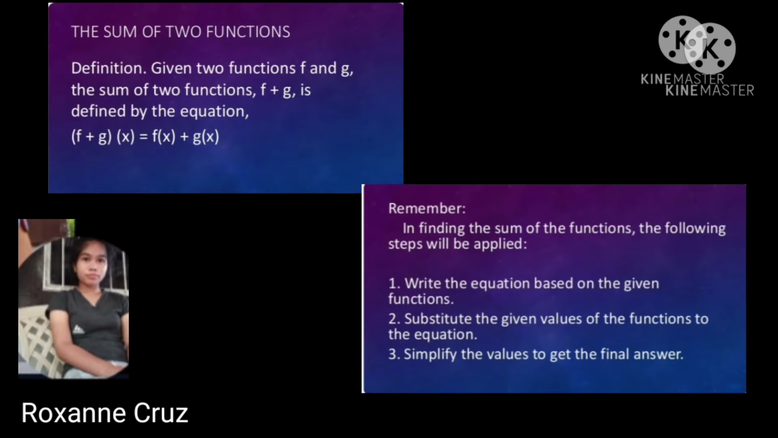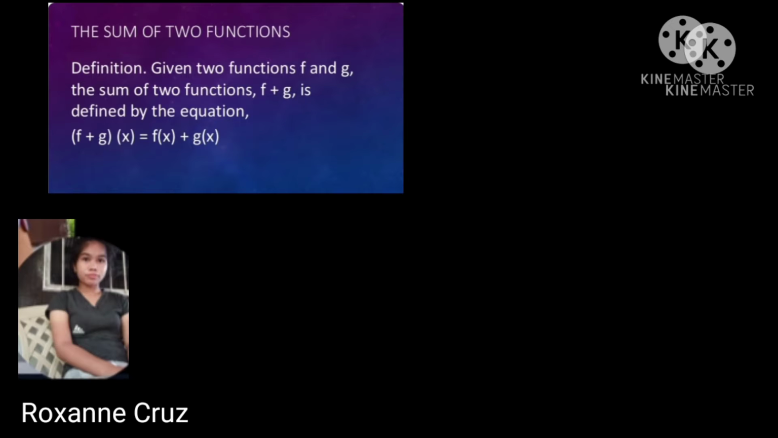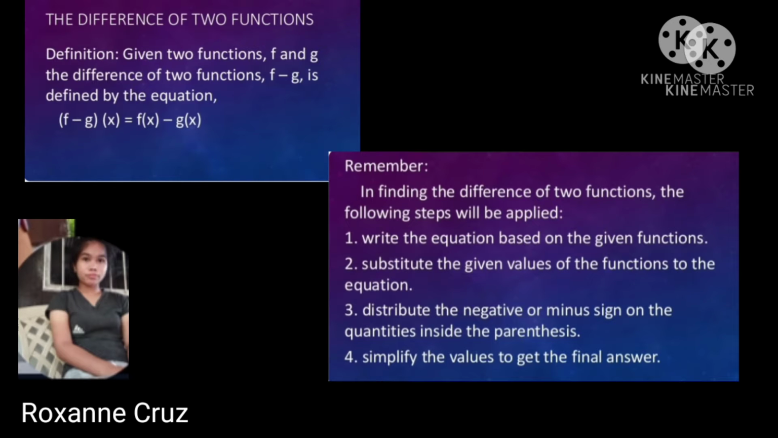Remember, in finding the sum of the functions, the following steps will be applied. Write the equation based on the given functions, substitute the given values of the functions to the equation, and simplify the values to get the final answer. The next operation is the difference of two functions. Given the two functions f and g, the difference f minus g is defined by the equation (f minus g)(x) equals f(x) minus g(x).